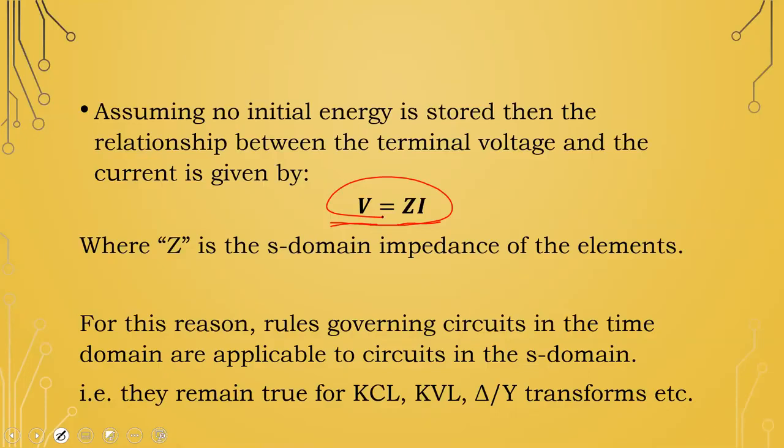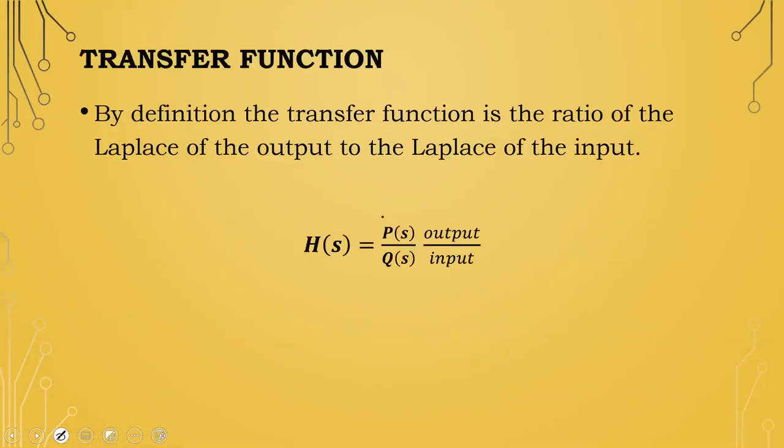The next thing we want to talk about now is transfer function. And what do we mean by that? It's nothing fancy. By definition, the transfer function is the ratio of the Laplace of the output to the Laplace of the input. Right? So your transfer function, H of S, is a ratio of P of S over Q of S, where P of S is the output and Q of S the input.